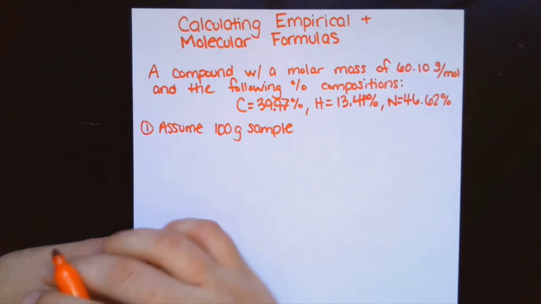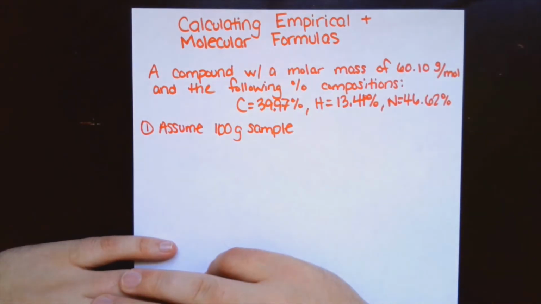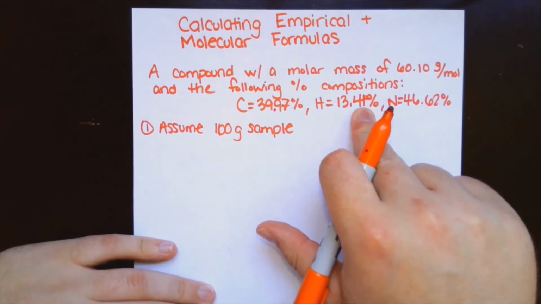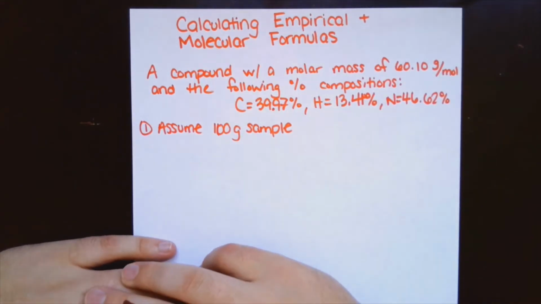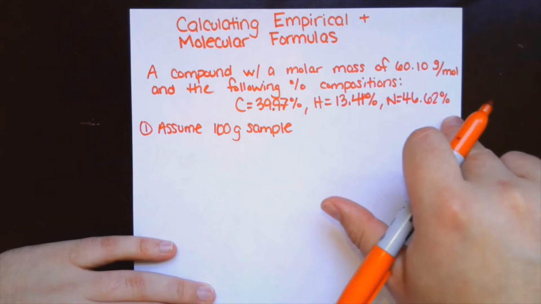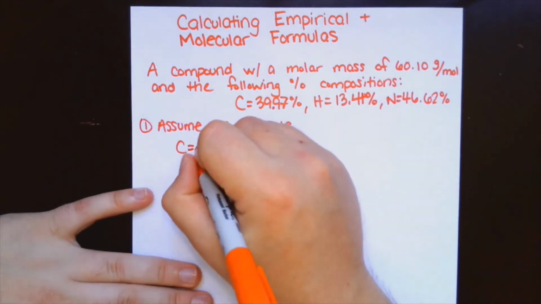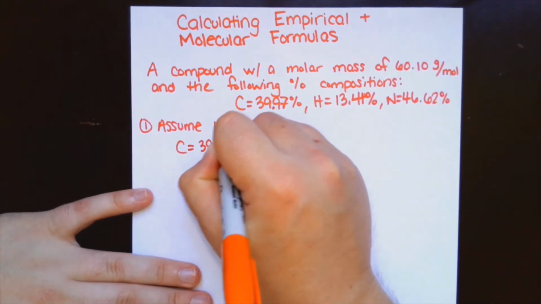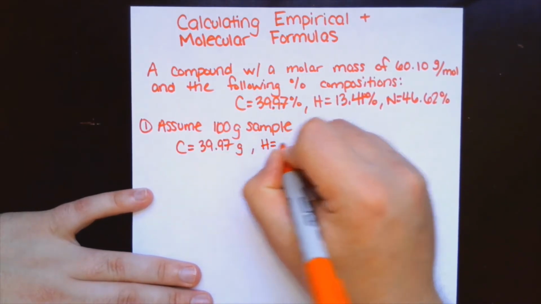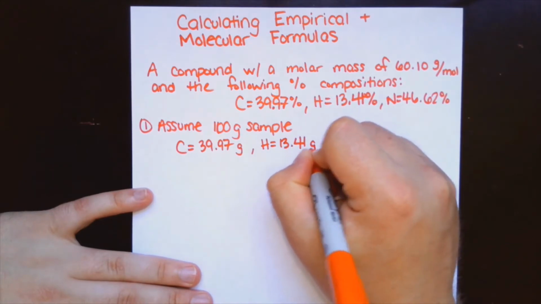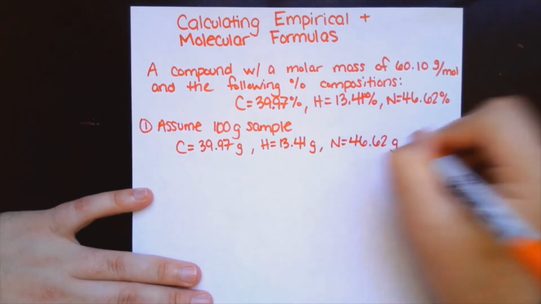The reason why is because what is 39.97% of 100 grams? It's 39.97 grams. 13.41% of 100 grams is 13.41 grams. As you see, assuming a 100-gram sample just allows us to change the units from percent to grams, which is something much more manageable in calculations. So carbon now becomes 39.97 grams, hydrogen becomes 13.41 grams, and nitrogen becomes 46.62 grams.